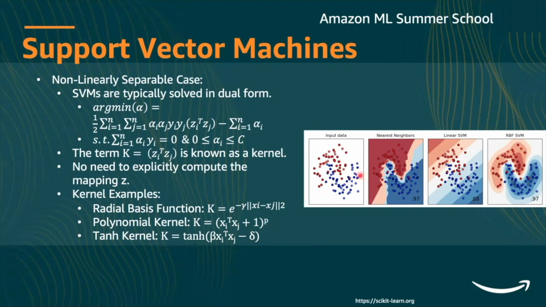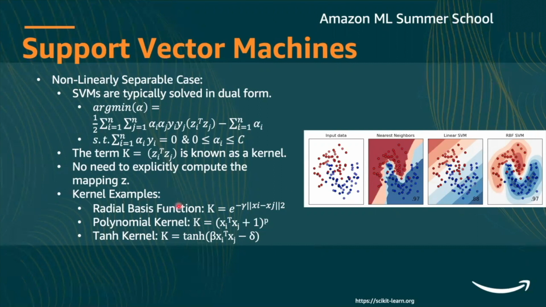Consider this two moons data set. This is not a linearly separable data set, as you can see. If you use nearest neighbor with some neighborhood value of k, you would get this kind of a classifier, and you get close to 97% accuracy. If you choose a linear SVM, you only get 88% accuracy.